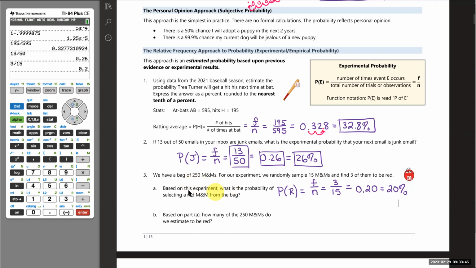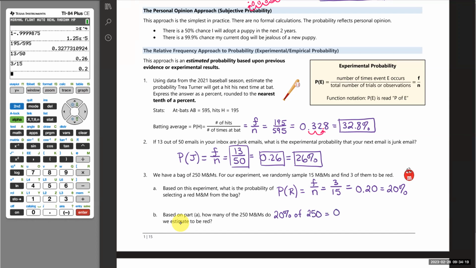So when we use samples to estimate what's true about a population, this is always an estimation process. And again, we're just not interested in counting all of these M&Ms. So by taking a sample, this will be our best sort of idea of what would happen if we did so. So that's why it says, based on part A, how many of these 250 M&Ms do we think will be red? All right, so we need to find 20% of the 250.